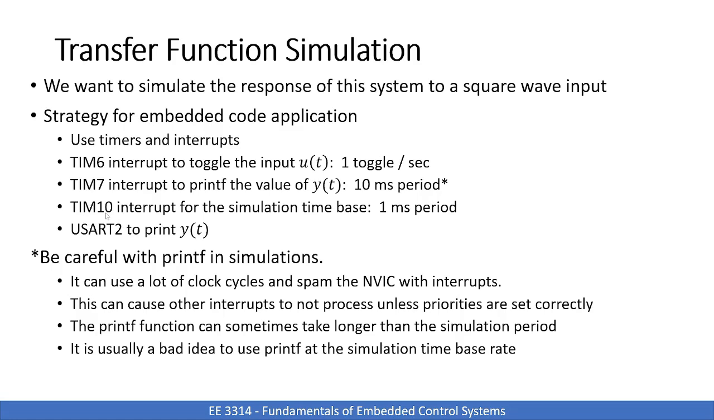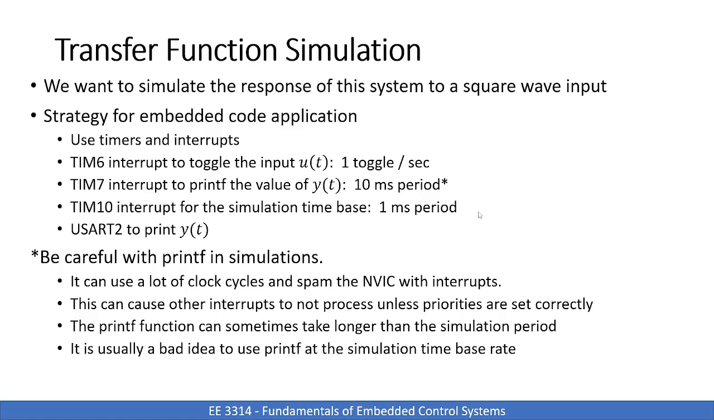And then timer 10 is going to be a faster timer, and it's going to control the delta t for this simulation. It's going to control the basic time base, so nothing will be happening faster than this timer 10 speed. I'm going to set that to 1 millisecond, or about 1,000 times per second. Then we'll set USART to print y of t, the value that we're actually calculating for the RPM. Okay, so hopefully that makes good sense.